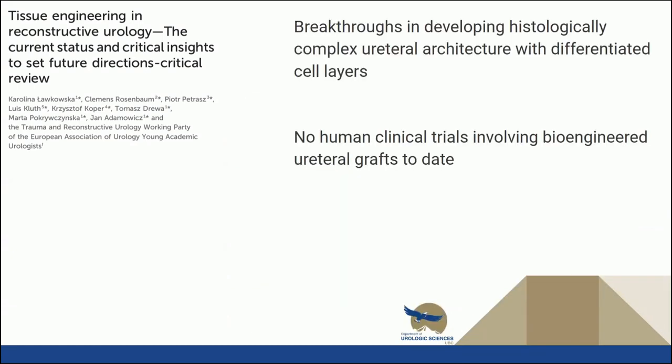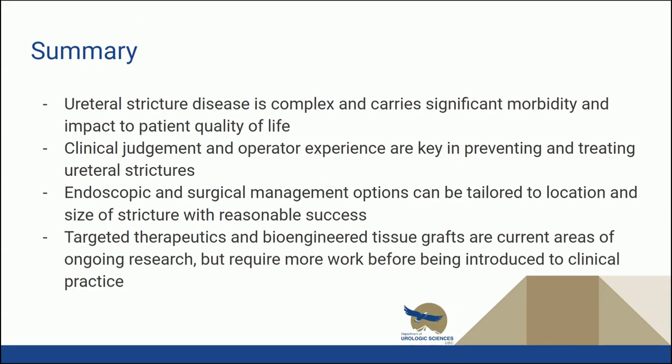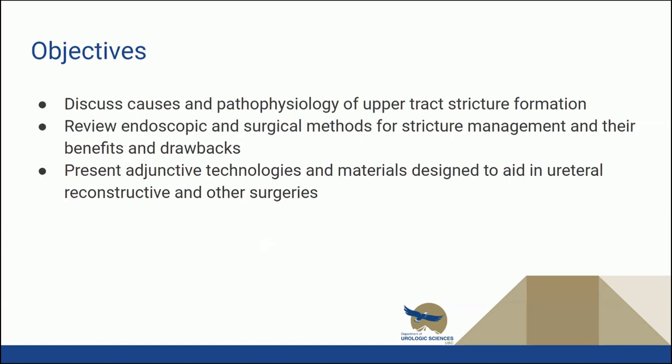Okay, sorry for the timing, everyone. But in summary, ureteral stricture disease carries significant morbidity and impact to patient quality of life. Endoscopic and surgical management options are available and can be tailored to the location and size of stricture with reasonable success. And there are targeted therapies and bioengineered tissue grafts that are coming in the pipeline, but not quite there yet before being introduced to clinical practice.